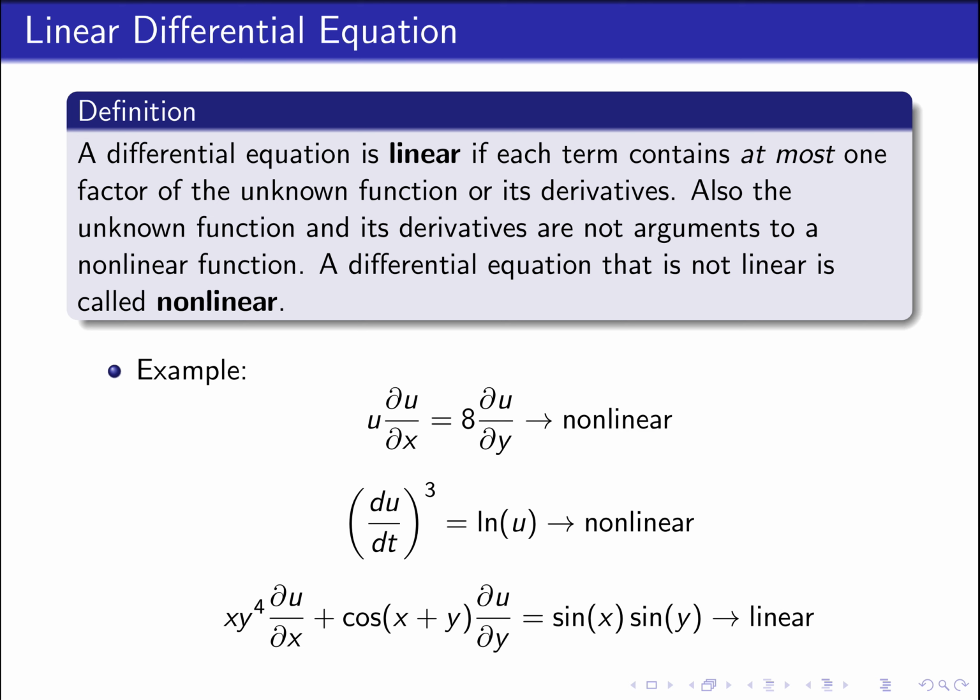The final example is linear because each term has only one factor of the function or its derivatives in it, and none of the terms have the function or its derivatives as inputs to a nonlinear function. Note that the independent variable is nonlinear, and this is fine. It is still a linear differential equation. When discussing linear differential equations, we only care that the unknown function and its derivatives are linear in the equation, not that the independent variable needs to be linear. Therefore, the fact that y is being raised to the fourth power and x and y are inside of sine and cosine functions does not make the differential equation nonlinear.